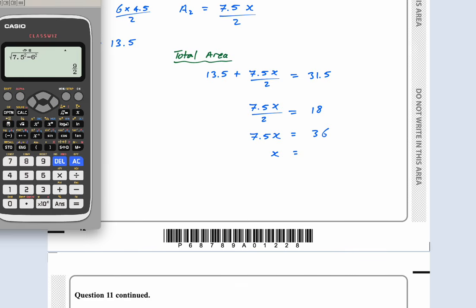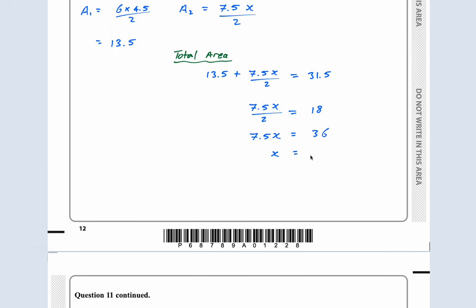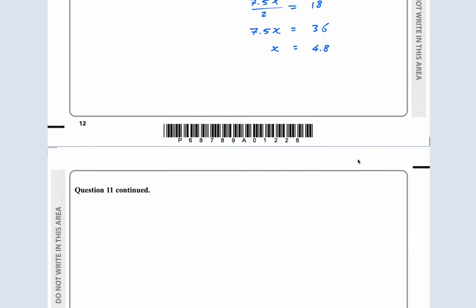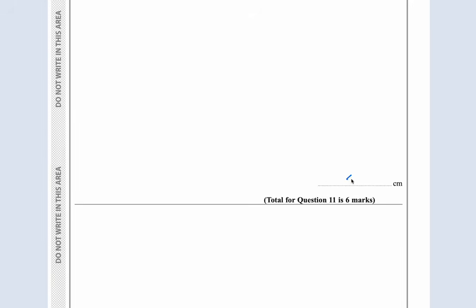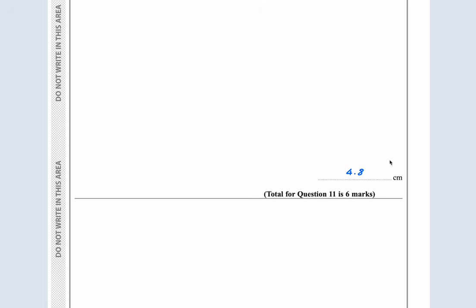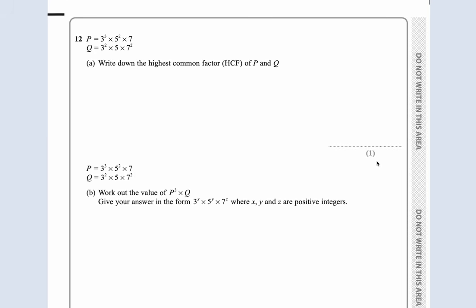36 divided by 7.5 is 24 over 5, which is 4.8. So x is 4.8. Okay, and I'll put this here. 6 marks, guys. That's quite a long, tricky question.